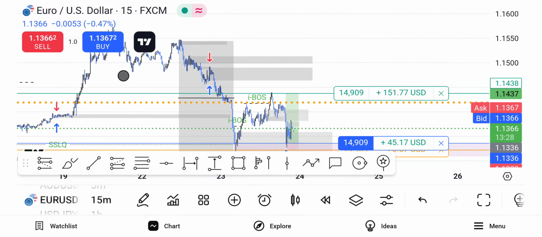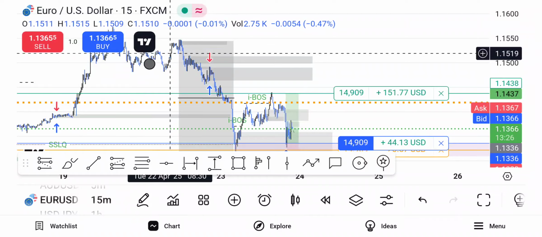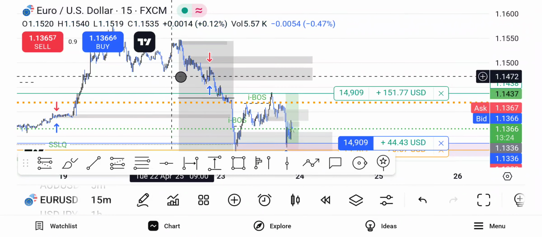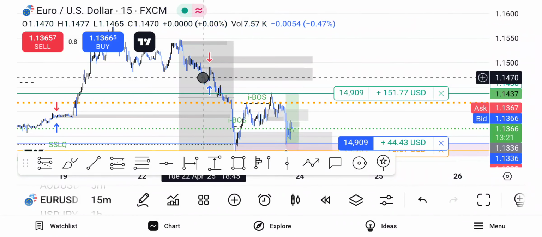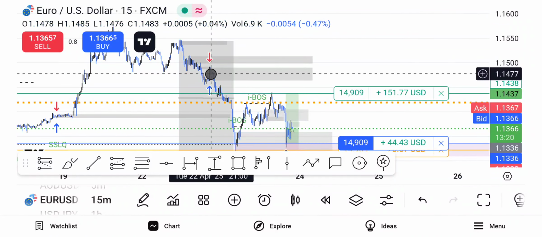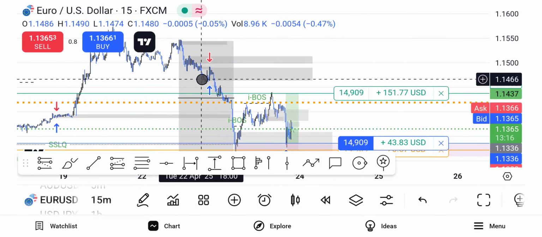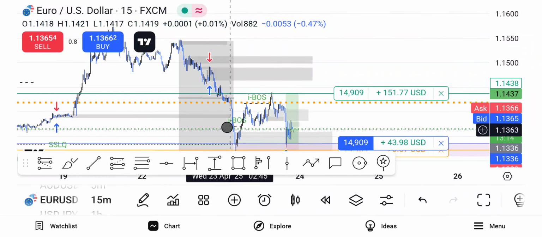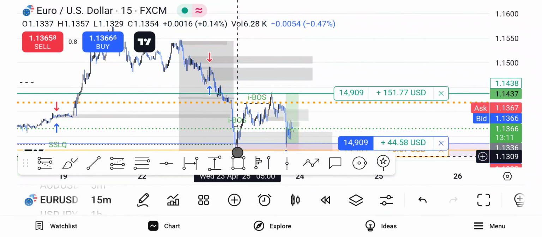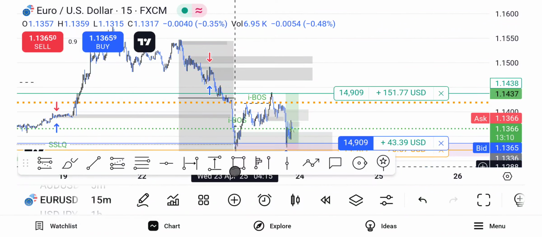So after this upward move, the pullback started right around here. I took a trade there and took a small loss of around $10 or $20. It didn't really matter to me because I almost had more than half of my monthly goals, so I can play around a little.